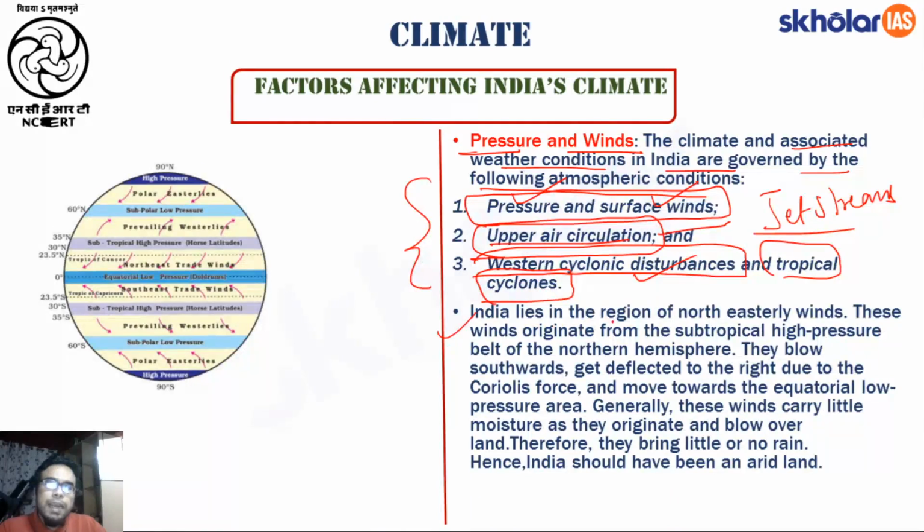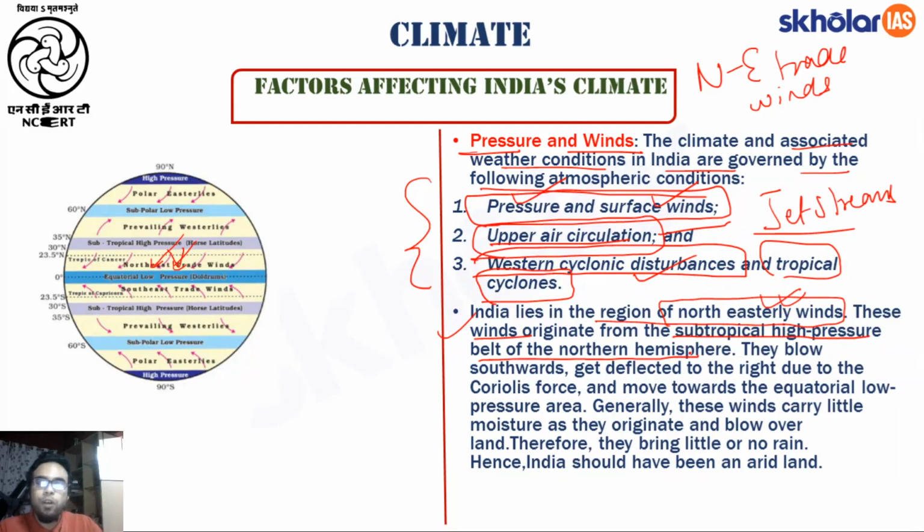Next point, India lies in the region of northeasterly winds. Now what are these northeasterly winds? These are nothing but the northeast trade winds, right? Now where is India located? India is located somewhere here. Therefore it is under the influence of the northeasterly winds, right? And these winds originate from the subtropical high pressure belt of the northern hemisphere, like we have already seen, and they blow southwards, get deflected to the right due to the Coriolis force, and move towards the equatorial low pressure area, which we have already understood.